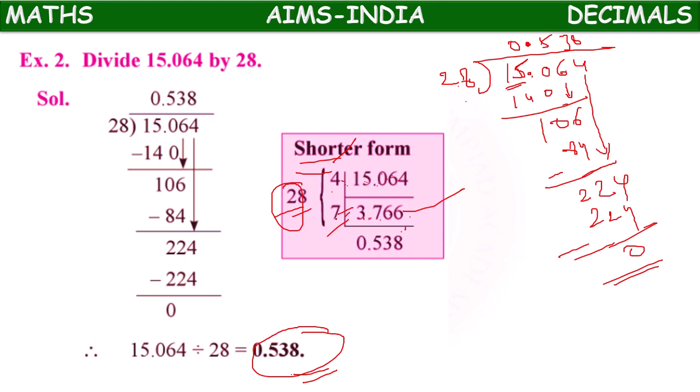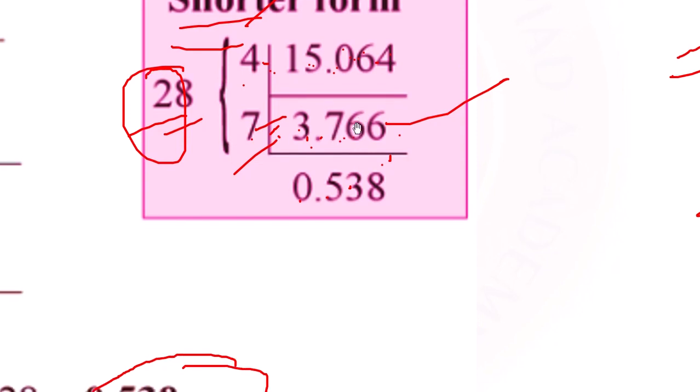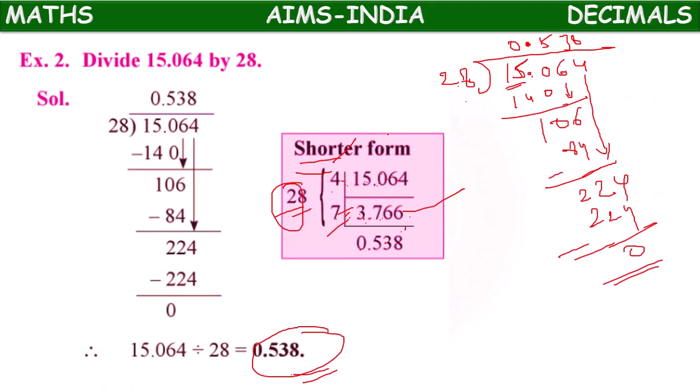This one, again with 7. 3 we cannot divide. 0 point we have to take. 37. 7, 5 times, 35. 2 remaining, 26. 7, 3 times, 21. 5 remaining, 56. 7, 8 times, 56. Like this also, in shorter form we can do. Because 28 is a product of the prime factors 4 and 7, that's why we divide by 4 and 7.